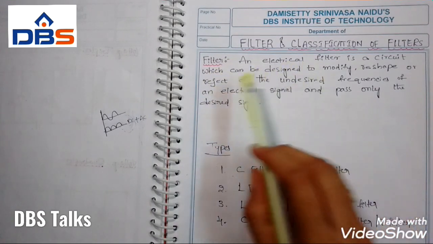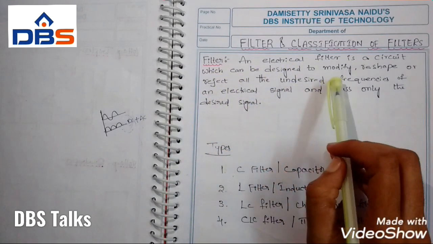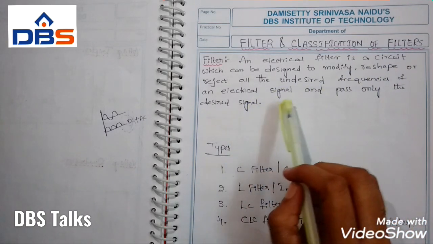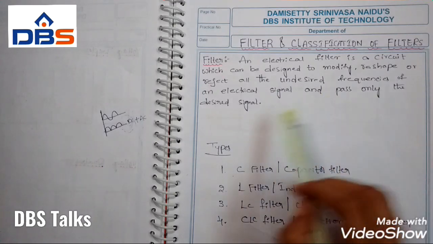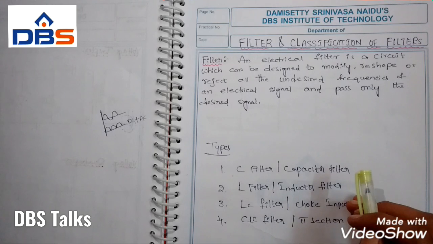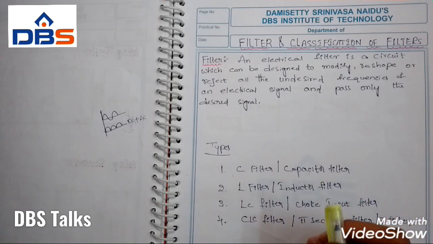An electrical filter is a circuit which can be designed to modify, reshape or reject all the undesired frequencies of an electrical signal and pass only the desired signal. It means that a filter allows only the desired frequencies and it blocks or rejects the undesired frequencies.